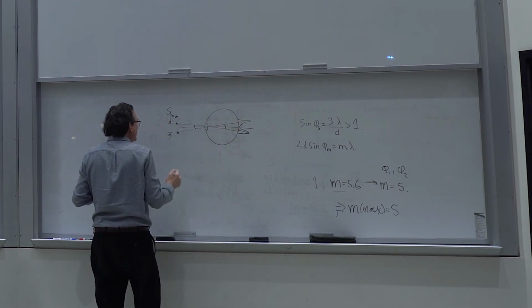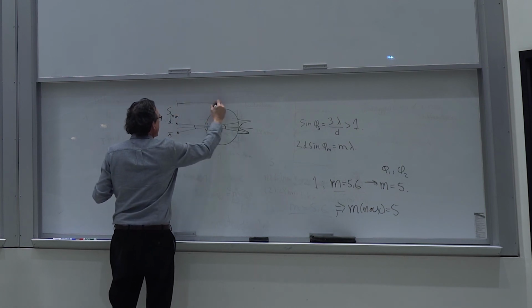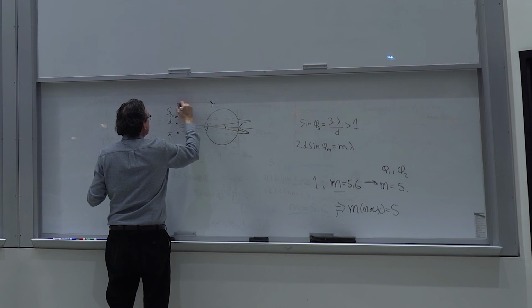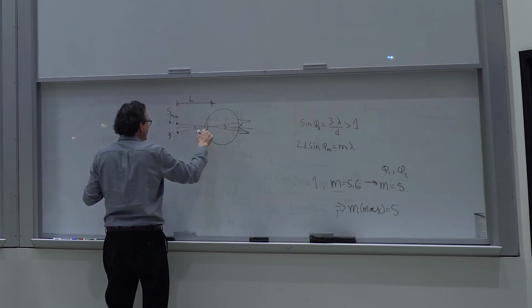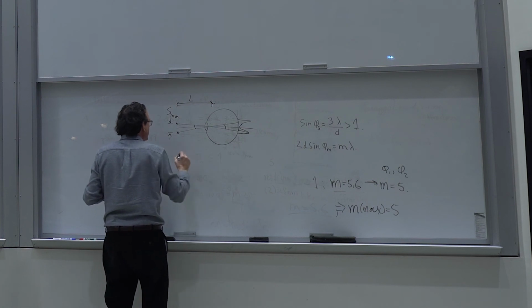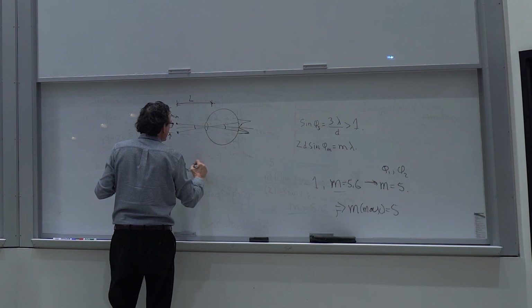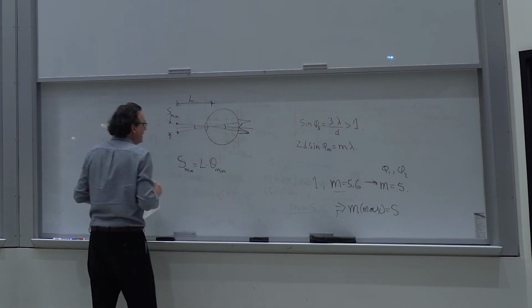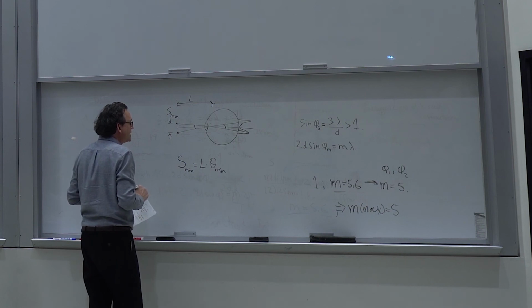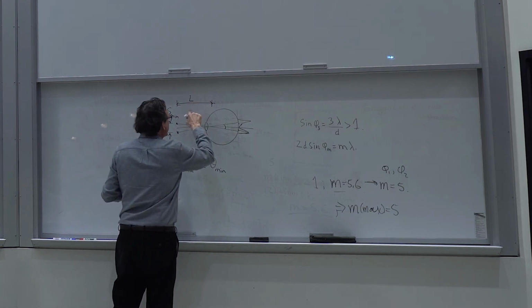So we use the same equation, only now the distance L is the distance from the object to my lens. And the formula I want to use is the same as before: S min is equal to L times theta min. Now all I need to do is calculate both of these. Well, what is L?